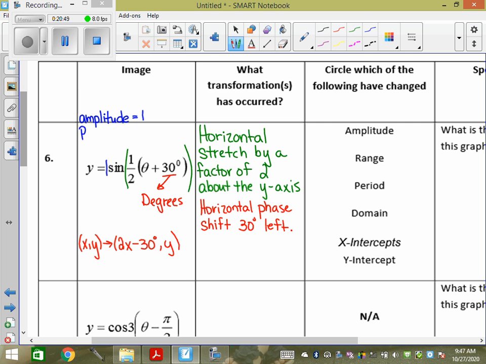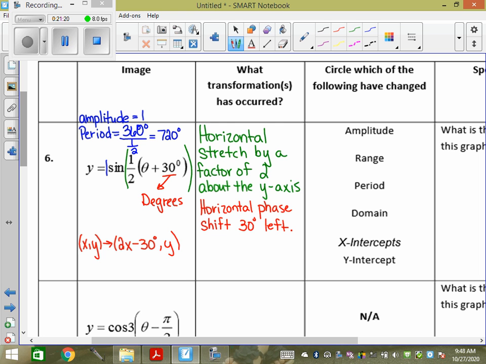What's the period? Period is 2 pi divided by B, correct? Every B so far in this lesson has been 1. So it's been either 2 pi or 360. If this one, am I going to go 2 pi over B, or am I going to go 360 over B? 360 over B because my C is in degrees. So I'm going to go 360 divided by a half. When I divide by a half, it's like multiplying by 2. So I get 720. Does that make sense?